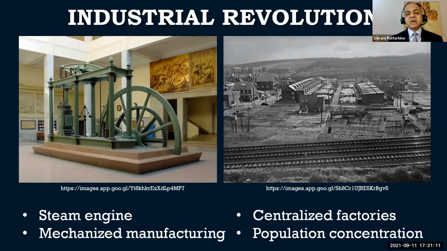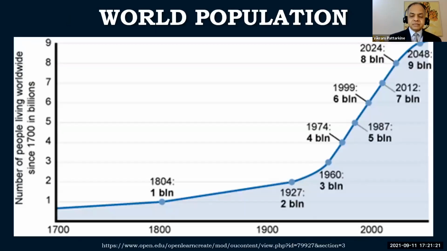That is when mechanized manufacturing started happening, centralized factories were built, and then population started concentrating along those factories. Because of that, the population simply exploded. Whereas we were about 1 billion in 1800, now we are almost 8 billion. So we have grown 8 times in 200 years. That's a phenomenal explosion.